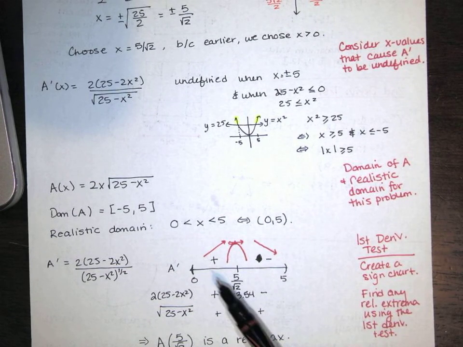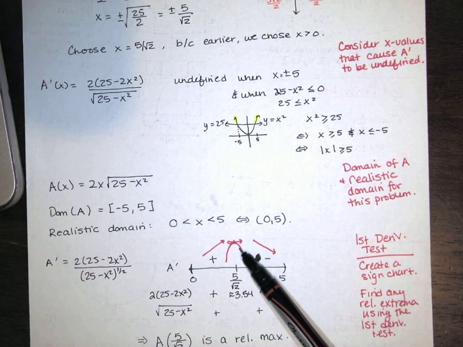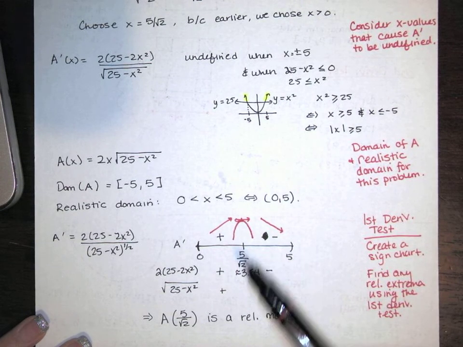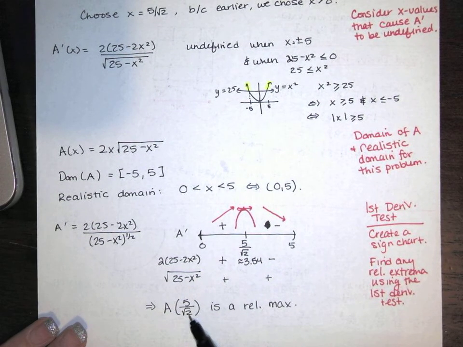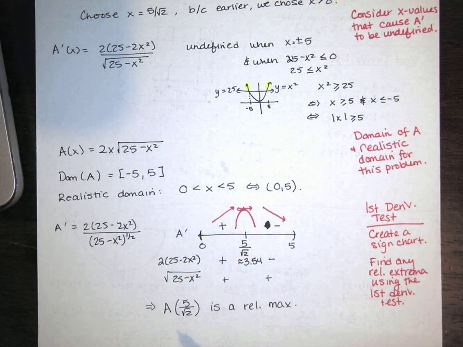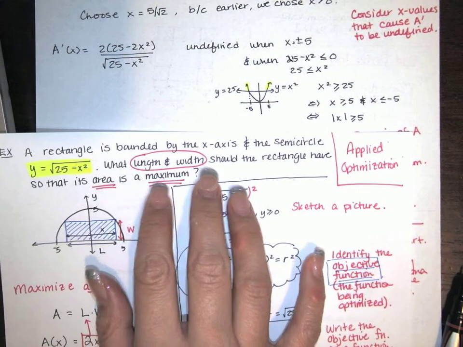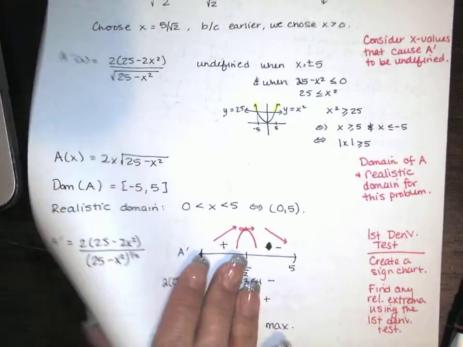We use the first derivative test on the realistic domain to determine that we've got a maximum here. So we made our sign chart, figured out where we have a maximum, and most of the time I would go ahead and find the maximum. Somebody asks me to maximize the function, I'm going to give you the maximum. But this time I didn't, because I wasn't asked for the maximum area. What was I asked? I was asked for the length and width the rectangle should have so that the area is at a maximum.